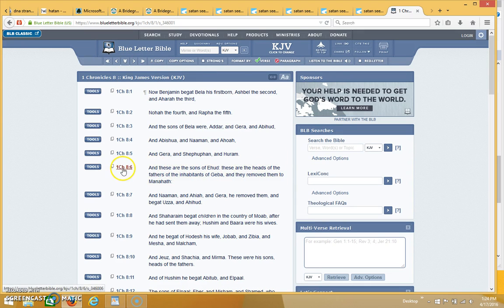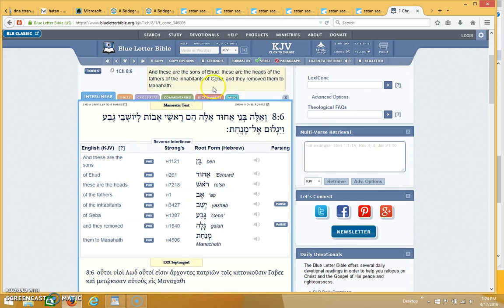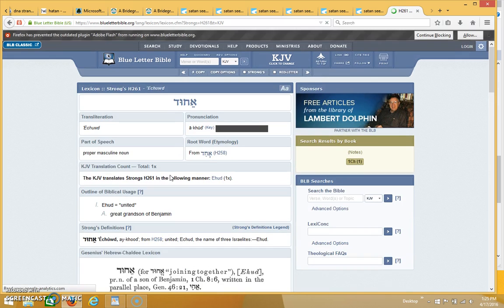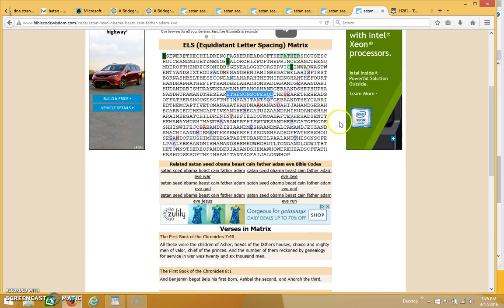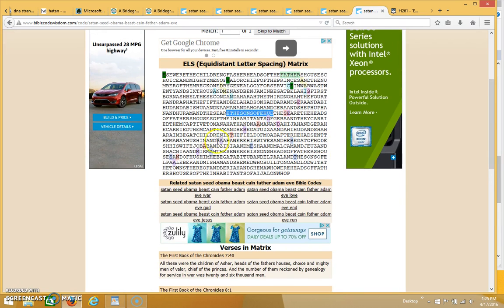Okay, it says, "These are the sons of Ehud, these are the heads of the fathers." And when you look up Ehud, oh, actually that means united. So I might have gotten a little confused, but that is interesting as well, because you see these two names right here united, and this is right at the top. It says the sons of Ehud, which means united, and then you see these two names coming up united.